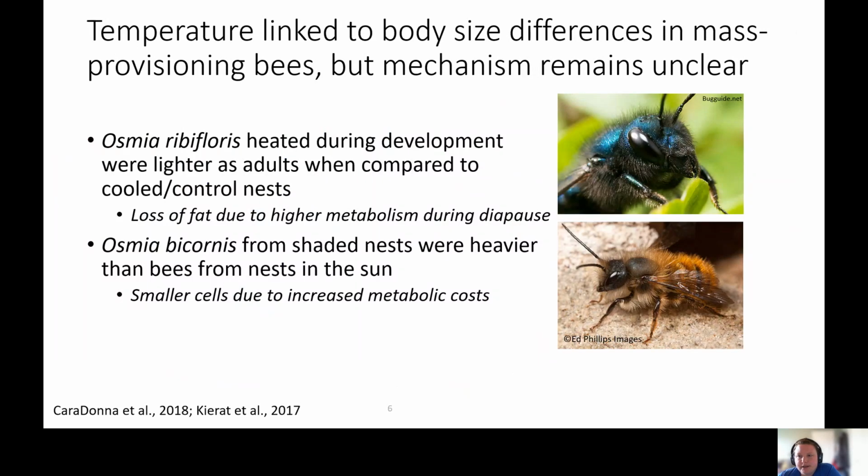A few studies have linked offspring body size to temperature in bees. They're listed here in two species of Osmia, Osmia ribiflorus and Osmia bicornis. Offspring from warm nests were smaller or lighter than their cool or control nest counterparts. But these studies didn't examine maternal input, and the authors hypothesized that the body size differences that they found were caused by metabolic rate differences.